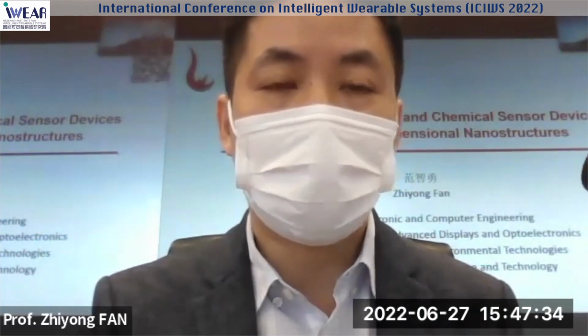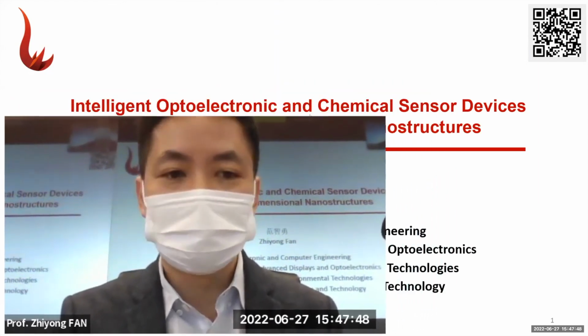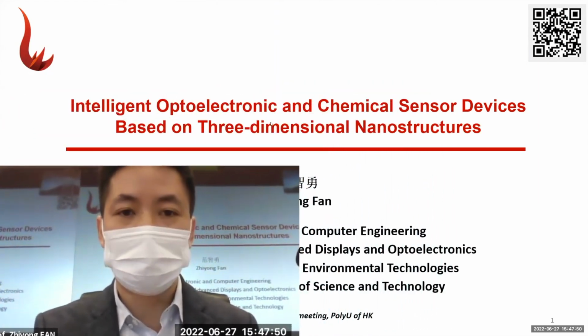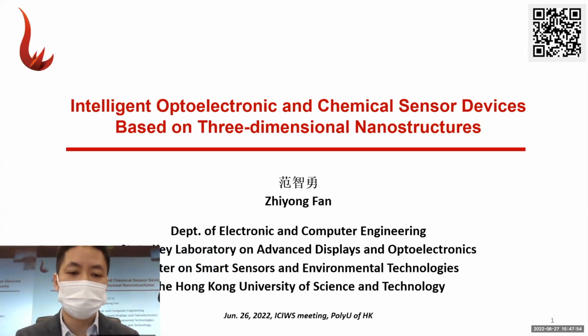And in my talk, I'm going to cover primarily two kinds of senses. One is the optoelectronic sense, which is the visual sense, or our eye. The other one is related to the olfactory, so here I call that the chemical sensor. We build this type of device using 3-dimensional nanostructures.